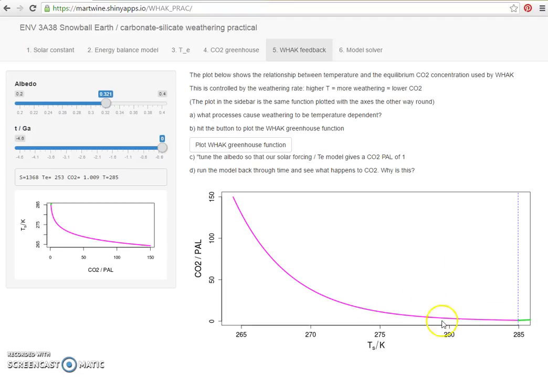Now what we can see when we follow part D is to run the model back through time and see what happens to CO2. Why is this? If there were no interaction between temperature and weathering, running the model back through time, if CO2 stayed at 1 times present atmospheric level, we would just see the temperature plummet down to a much, much lower level, but that's not actually what happens.